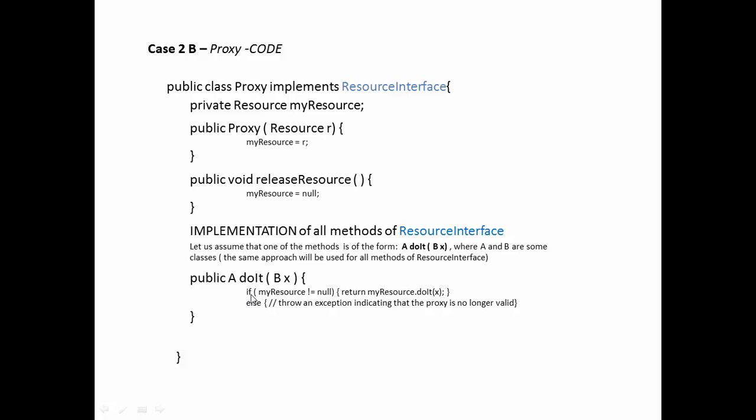Here is how it works. If my resource right here is not equal to null, so it means I am a valid proxy, I simply call my resource through the same method. Please remember they both implement the same interface. So if doit is part of this interface, my resource also has doit. But the difference is that in the resource, doit has a specific implementation, which does what it was meant to do. Here, our doit is simply a pass-through method.